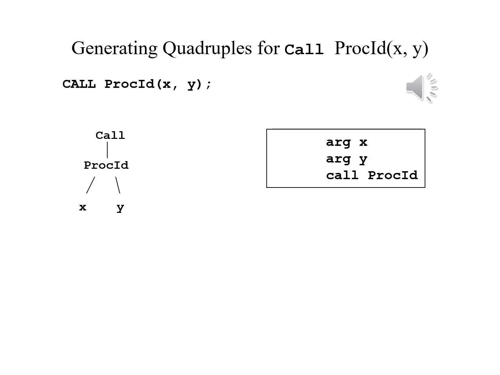The quadruples for calling a procedure is actually fairly straightforward. In this case, I need to use the arg statement to recognize as an actual parameter x and another one for y, and then I can call the procedure.